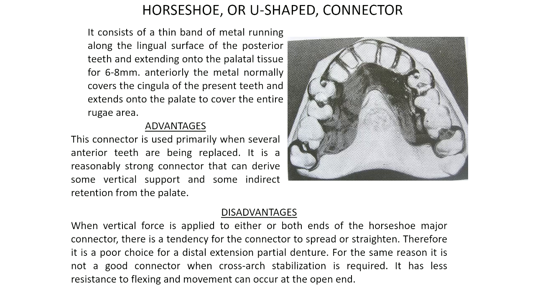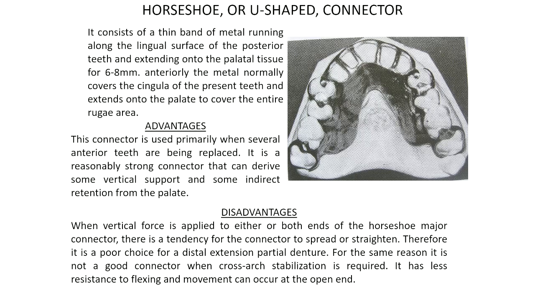Now coming to the horseshoe or U-shaped connector, it consists of a thin band of metal running along the lingual surface of the posterior teeth and extending into the palatal tissue for 6 to 8 mm anteriorly. The metal normally covers the cingulae of the teeth which are present and extends into the palate to cover the entire area of the rugae. The advantage is that this connector is primarily used when several anterior teeth are to be replaced, and it is a reasonably strong connector that can derive some vertical support and some indirect retention in the palate.